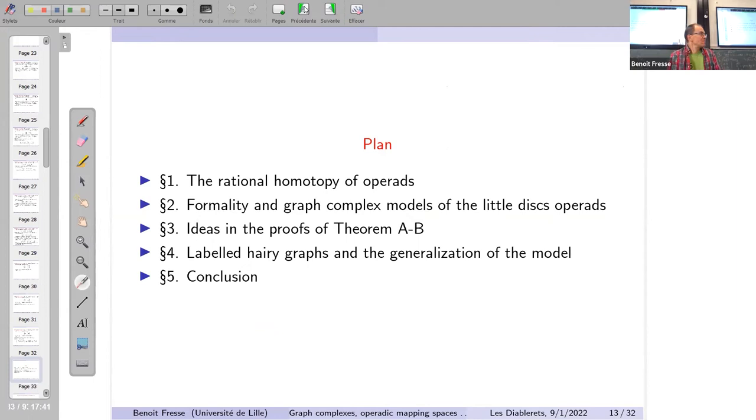So in the time that is left, probably I will only be able to explain parts one and two, and I will be very brief on part three, and part four will be explained in Victor's talk actually. So in the first step, I'd like to explain this rationalization process for operads. And then we can compute mapping spaces of operads through an algebraic model. And then I'm going to explain also where graph complexes occur in the picture.